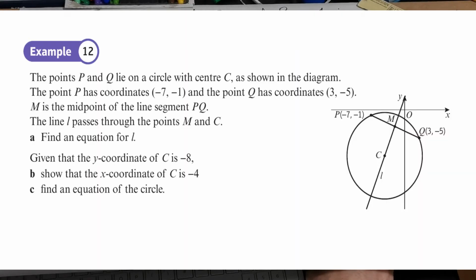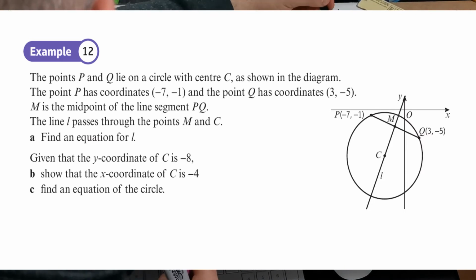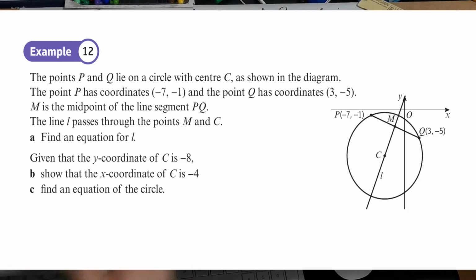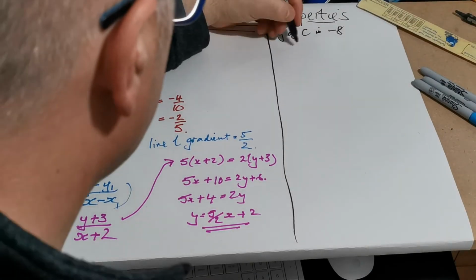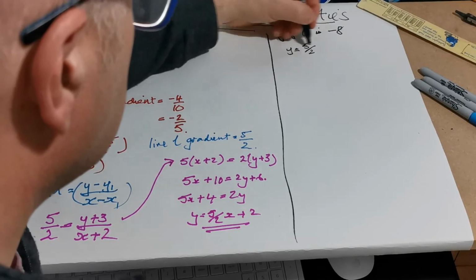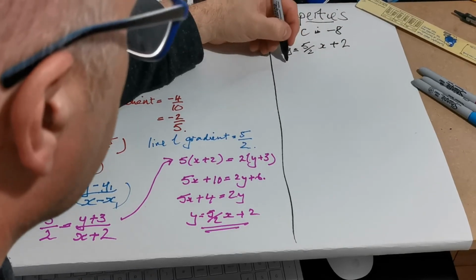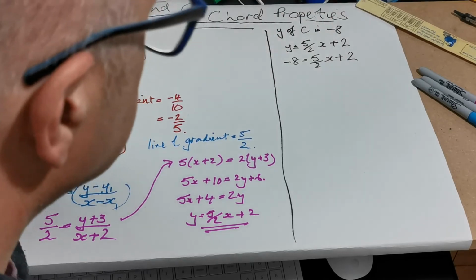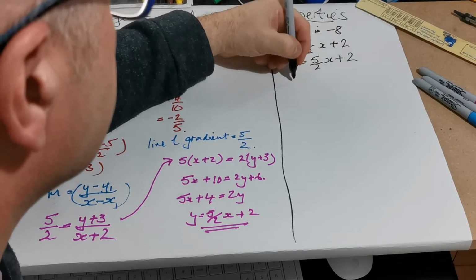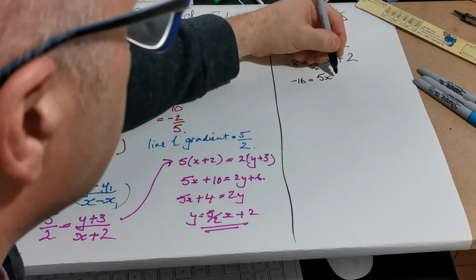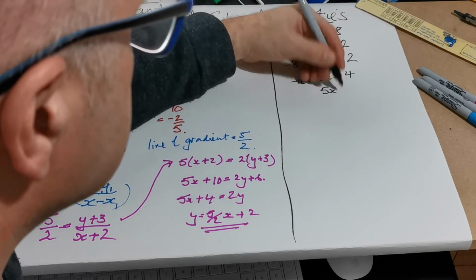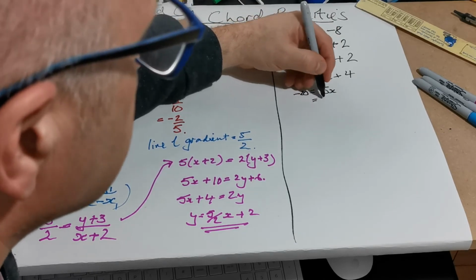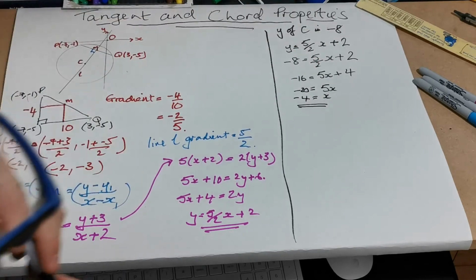Now, the second part of the question says, given that the y coordinate of C is negative 8, show the x coordinate of C is minus 4. So I've got y equals 5 over 2 x plus 2. So minus 8 is equal to 5 over 2 x plus 2. If I times everything through by 2 there, I get minus 16 is equal to 5x plus 4. Take 4 from both sides, you get 5x is equal to minus 20. Divide both sides by 5, I get x is equal to minus 4. And that was what he was asking.